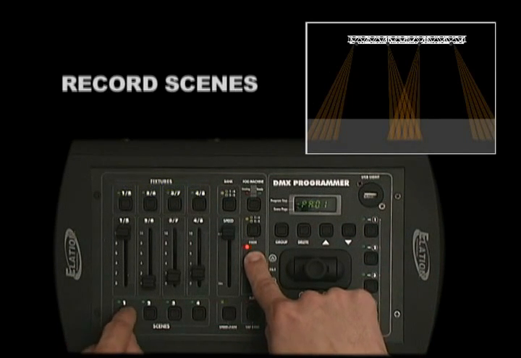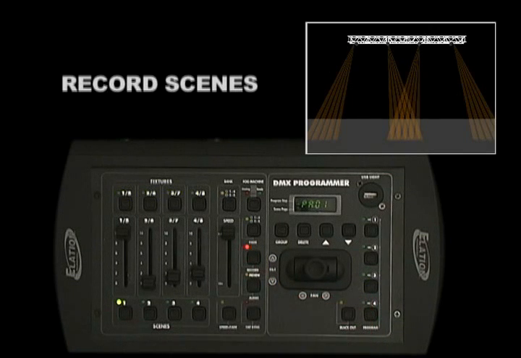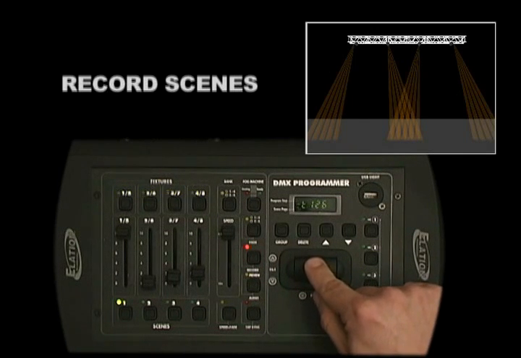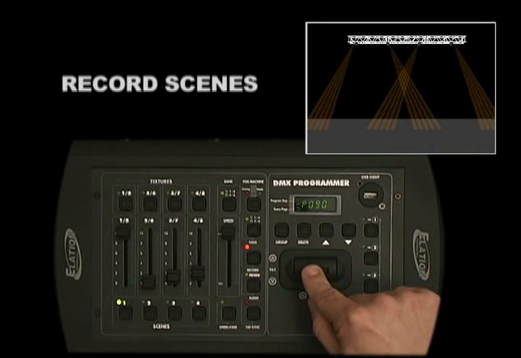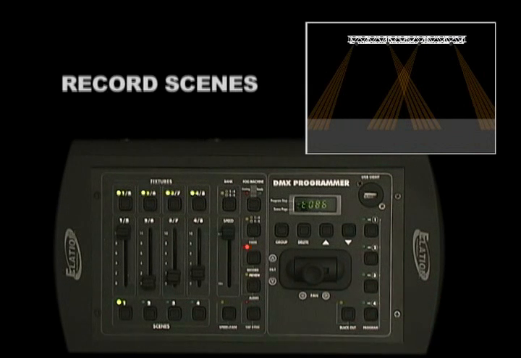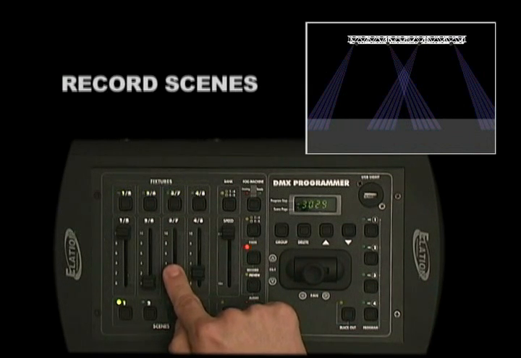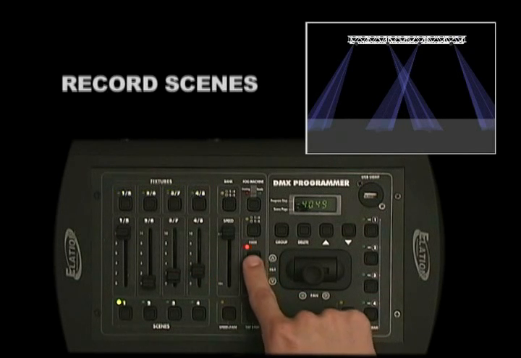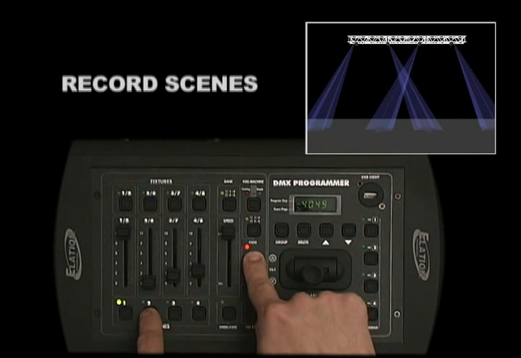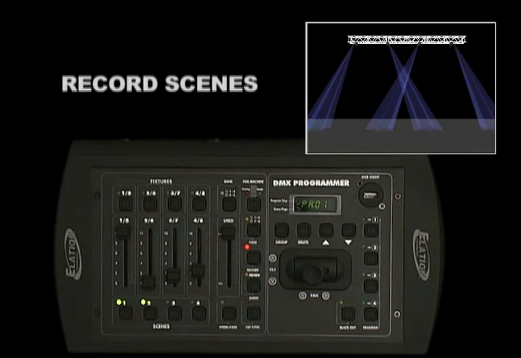The LEDs will momentarily flash, indicating that scene 1 has been recorded. Next, I'm going to once again use the joystick to change the position of my lights. Use the faders to change the color and gobo, and I'll store that as a scene. Once again, press and hold record followed by the scene number you want to store to. We now have scenes 1 and 2 recorded on page 1.